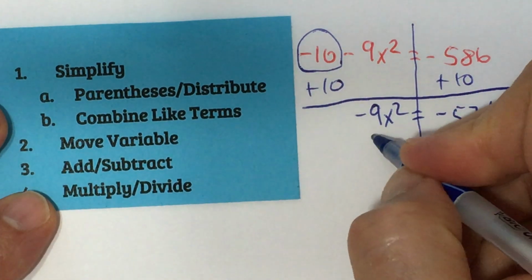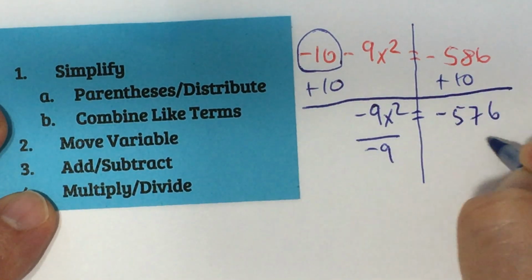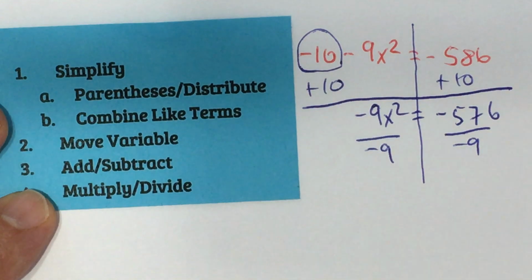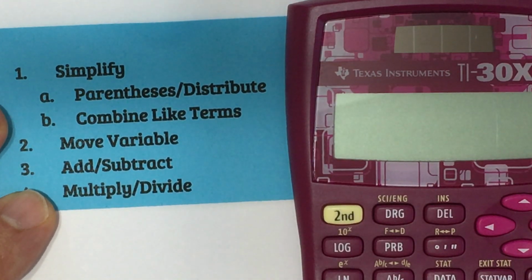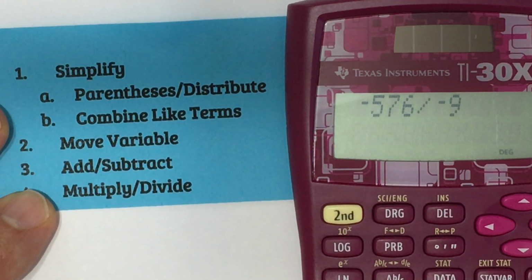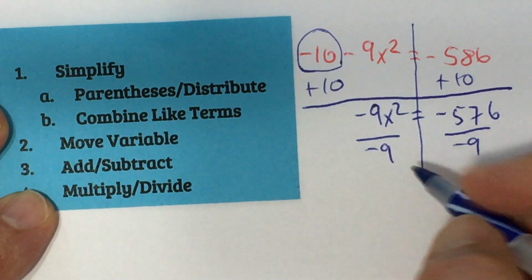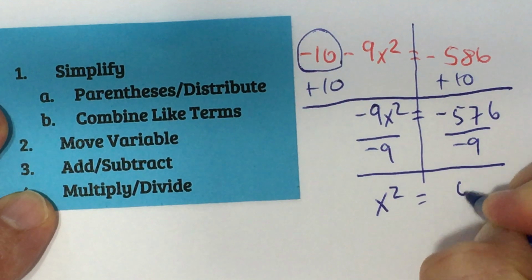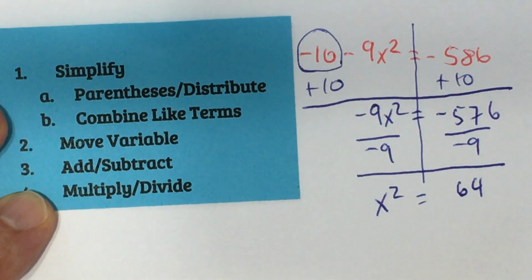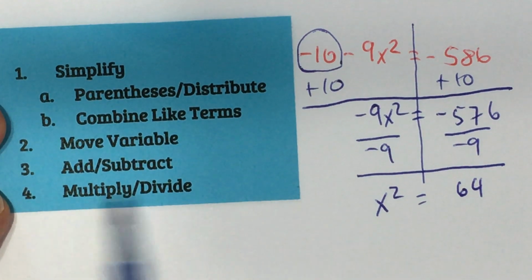Now we'll multiply and divide. Divide by negative 9. Well, I can't do that in my head. So negative 576 divided by negative 9 is 64. It says x squared equals 64. Well, it looks like x is alone, and I run out of steps.